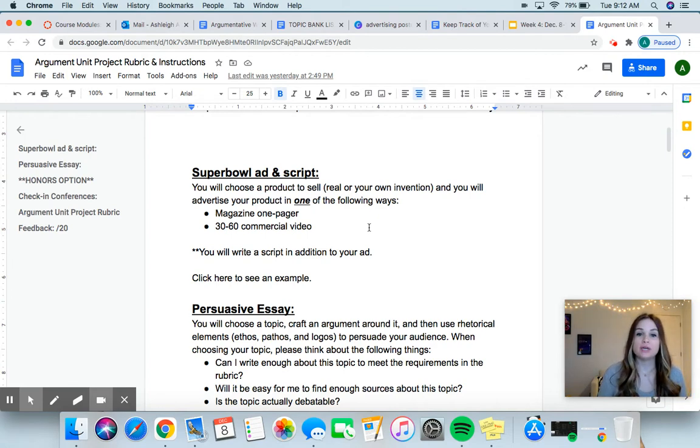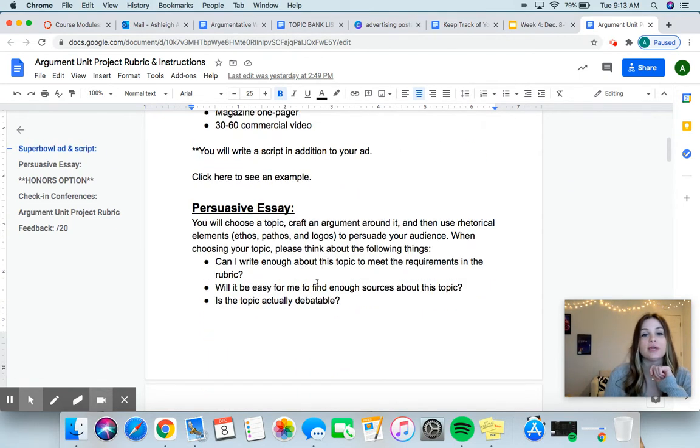And you will advertise your product in one of the following ways. So do not mistake these 2 bullet points for being requirements that you do both. You get to pick. You will pick between either creating a magazine one-pager, like some sort of ad you would see in a magazine, or if you want to get even more creative with technology, you could record a 30 to 60 second commercial video. But no matter which one of those options you choose for the Super Bowl ad, you will write a written script in addition to that. And I will show you a little bit more as to what those requirements are going to entail.